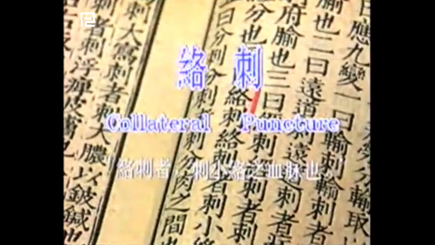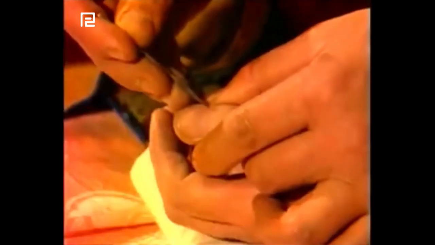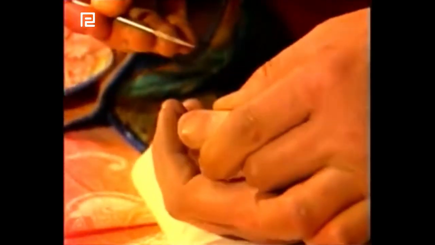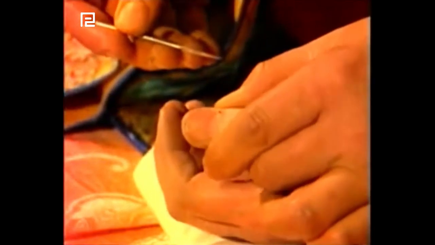Collateral puncture. A method used to bleed superficial small collaterals which show signs of blood stagnation. The three-edged needle and the cutaneous needle methods fall within the scope of the collateral puncture.